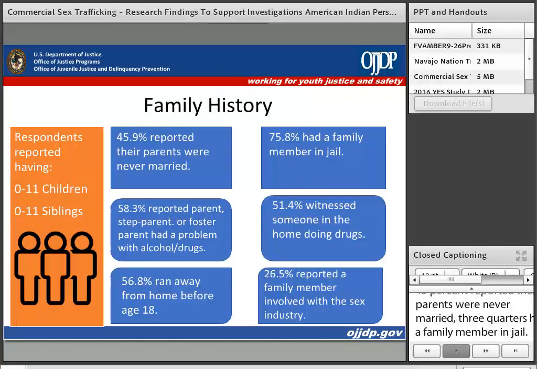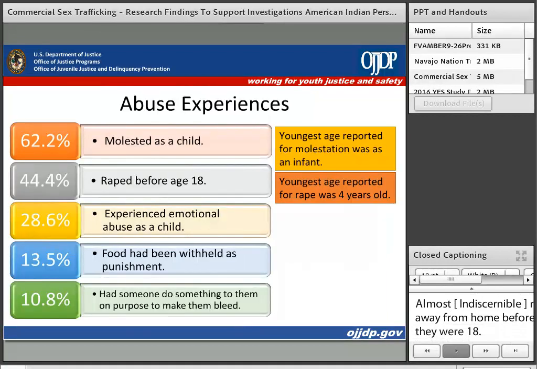3/4 had a family member in jail. Almost 60% had a family member or foster parent or step-parent who had a problem with drugs or alcohol. 51% witnessed someone in their home doing drugs. Almost 60% ran away from home before they were 18. And over 1/4 had a family member who was also involved somehow in the sex industry.